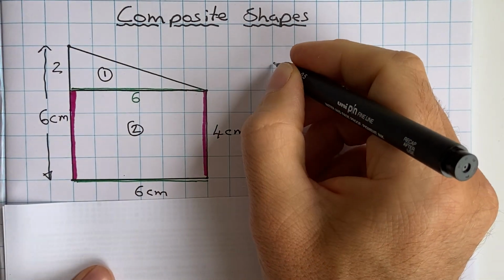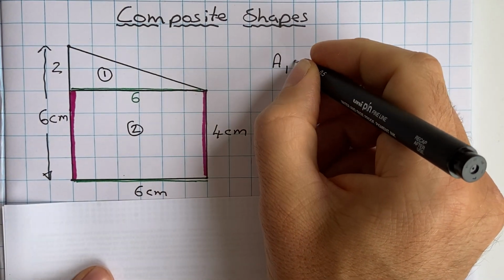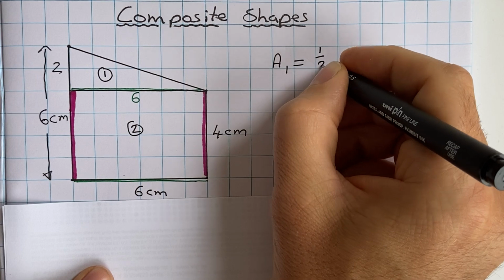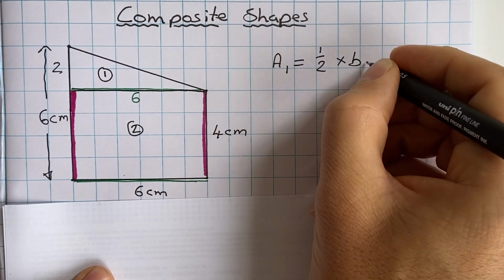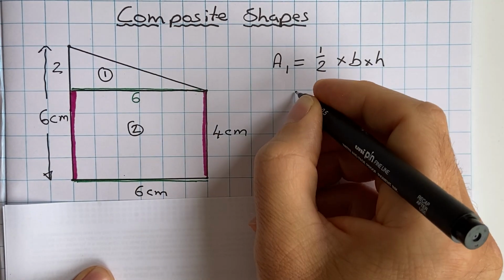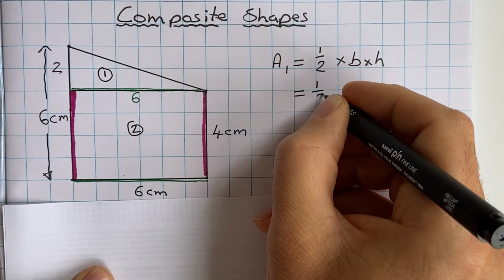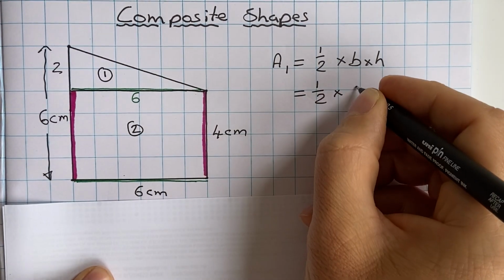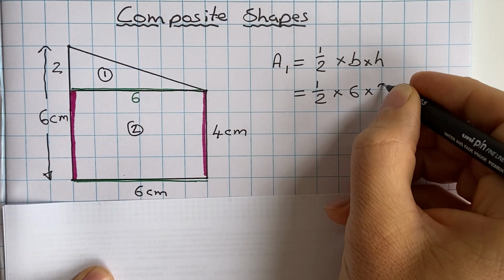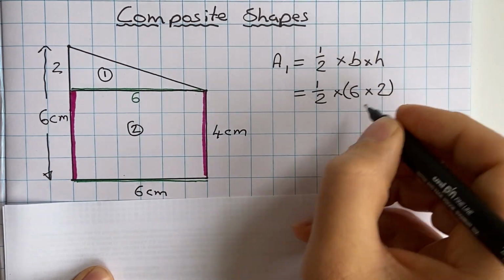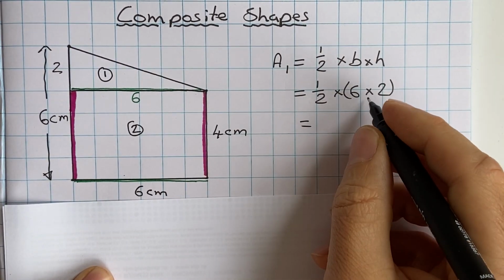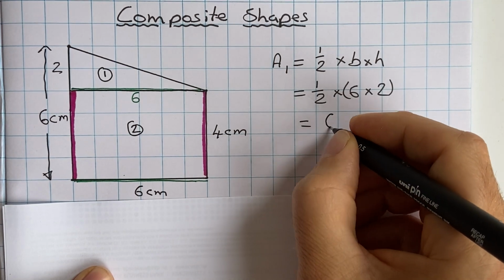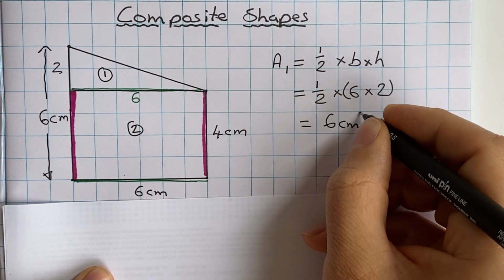So we can find the area, call it area 1 for the triangle, half times base times height. So that's a half times 6 times 2. So as before, work out 6 times 2, which is 12. Half that, we get 6 square centimetres.